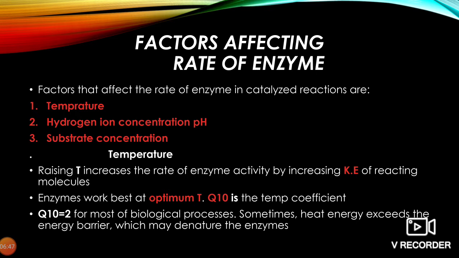The next one is about the factors affecting the rate of enzyme action. Factors that affect the rate of enzyme-catalyzed reactions are the temperature, hydrogen ion concentration or pH, and substrate concentration. Now let's first talk about the temperature. How does temperature affect the rate of enzyme activity? For example, raising temperature increases enzyme activity by increasing the kinetic energy of reacting molecules. Enzymes work best at optimum temperature, where Q10 is the temperature coefficient, and Q10 equals 2 for most biological processes. Sometimes heat energy exceeds the energy barrier, which may denature the enzymes.